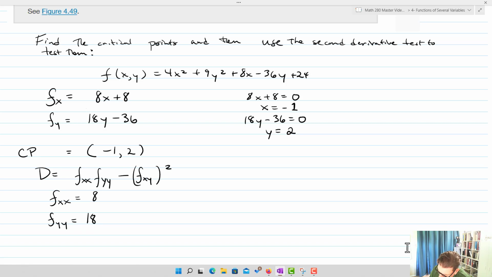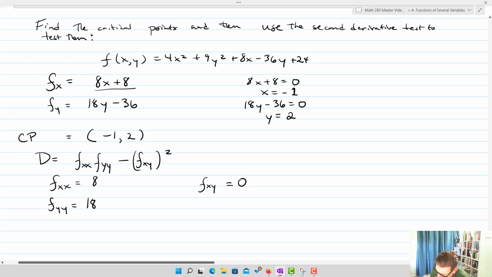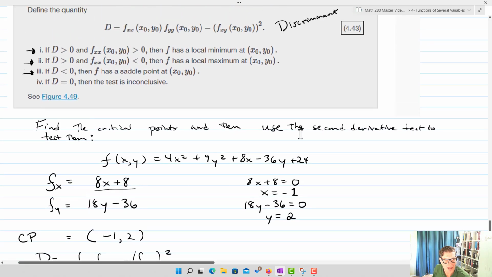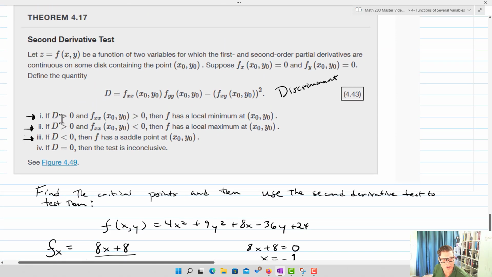Okay? And then fxy: what you'll notice is that the partial with respect to x has no y's in it, so that's going to equal 0. So our discriminant D is going to equal 18 times 8, which equals 144, which is greater than 0. I go up here and check: if D is greater than 0, great, that's true. And my second partial with respect to x is greater than 0, so I have a local minimum at x naught, y naught.